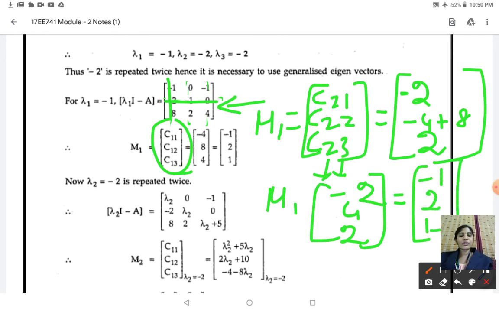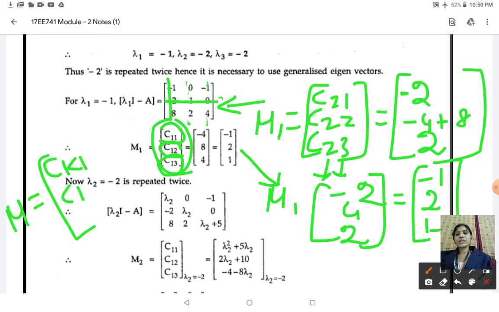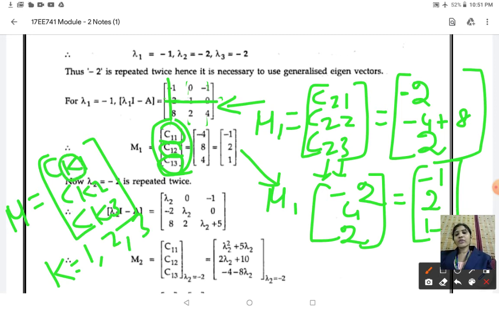Whatever values you have got using C11, C12, C13, the same value you will be obtaining when you substitute the value of k equal to 2. So what I mean to say is, to identify your eigenvector, the formula is Ck1, Ck2, Ck3. If you have 3 eigenvalues, k will be 1, 2, 3. So you can substitute any value of k over here. If you substitute k as 1, you get this particular value. Even if you do the same problem to identify your M1 with k equal to 2, this is also correct. Clear?